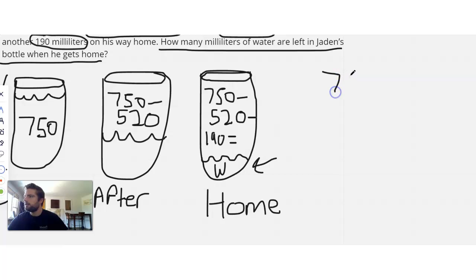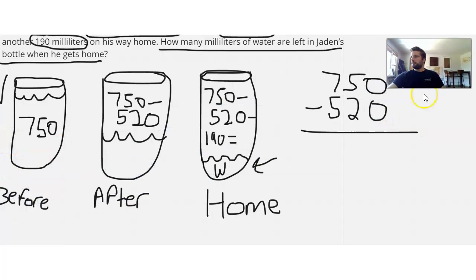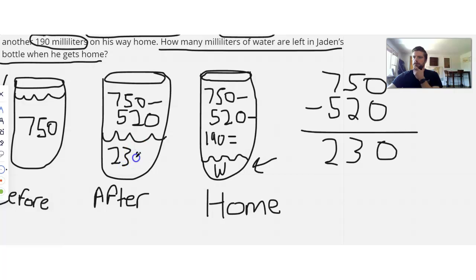So 750 minus 520. We always start in the ones place when we subtract. So it's going to be 0 minus 0 equals 0. 5 minus 2 equals 3. And then 7 minus 5 equals 2. So he has 230 after practice. So he goes from 750 to 230 in practice.